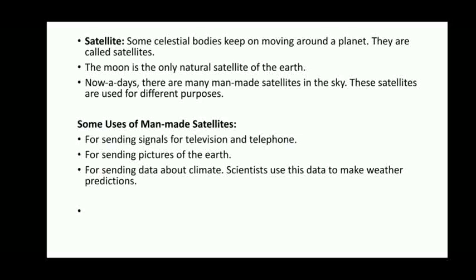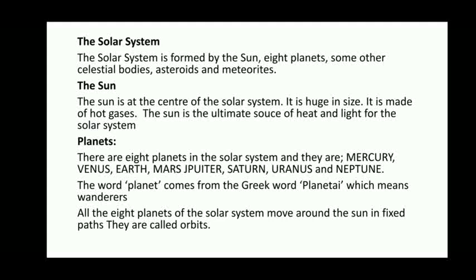Today we have many satellites which are launched by humans revolving around the Earth. These are called man-made satellites. Man-made satellites are used for sending signals for television and telephone, and for sending pictures of the Earth. They also help us to forecast the weather and send data about climate.